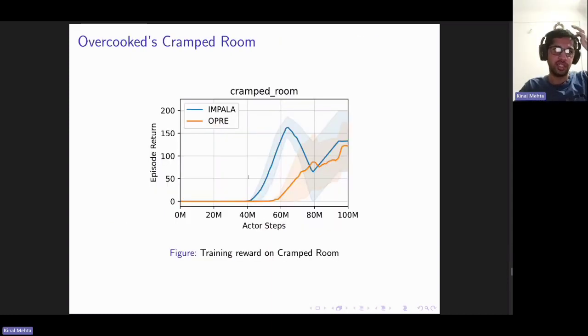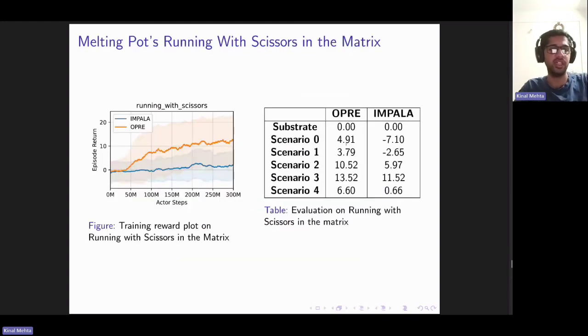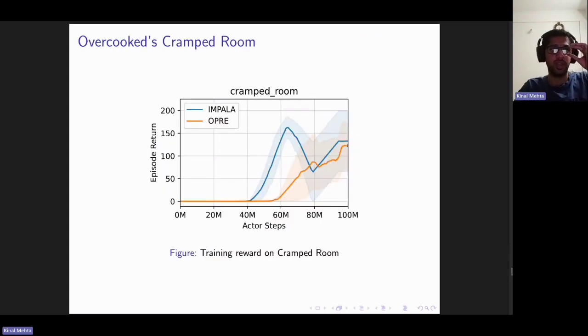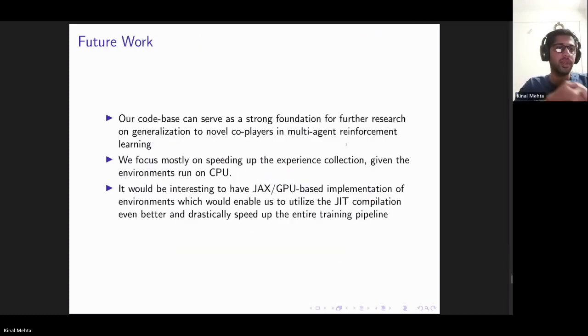Then we do the same kind of evaluation in the Overcooked environment. This validates our implementation, and we run all of these algorithms for 3 different seeds and then average across the 3 seeds. The same we do for the evaluation plot tables. So I guess that summarizes how this works. Based on this, the future work can be that our code base can serve as a really strong foundation for future research on social generalization. This is a really new field where only very few researchers from DeepMind or a few other universities have been working. And our implementation focuses mostly on speeding up experience collection because the environments that we're using are always on CPU.